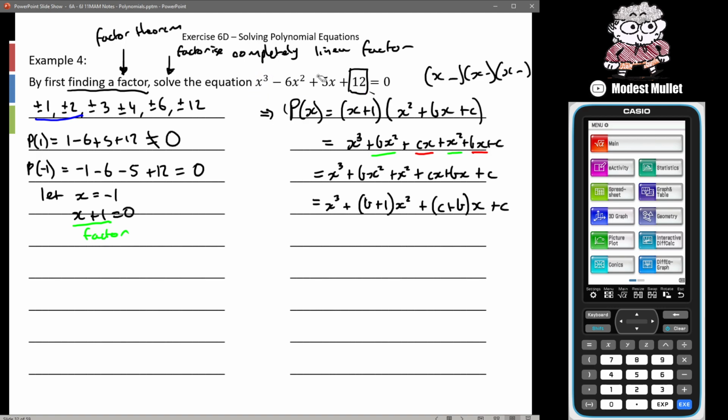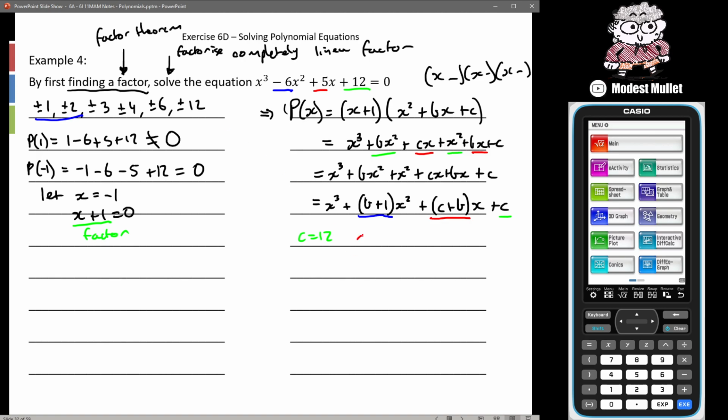And that's the whole point of doing this process, is to be able to equate coefficients. This b plus 1 must be that negative 6. This c plus b must be this 5. And this c must be obviously this 12. So by equating coefficients straight away, we can see c is equal to 12.